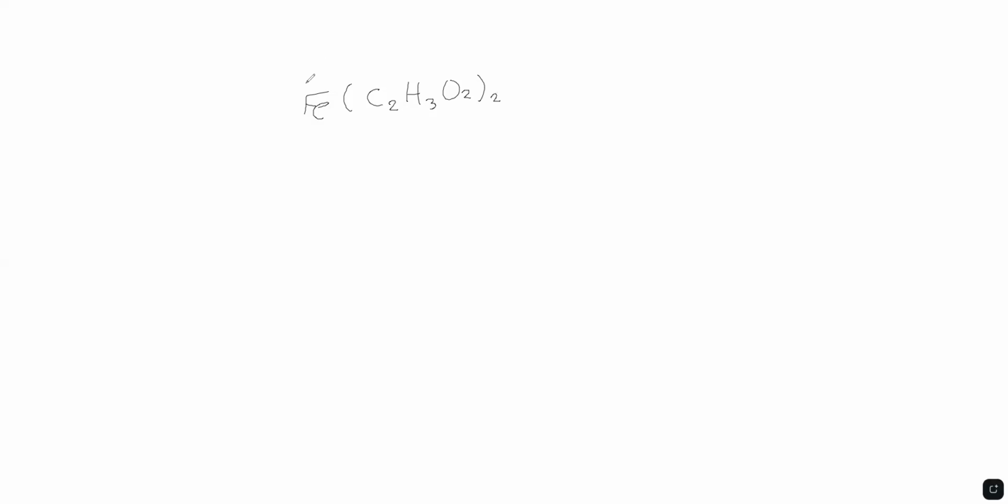So Fe is iron. Iron is a transition metal. We don't know the charge just yet, but we can figure it out. So this polyatomic ion in parentheses is acetate, and we have 2 of those. Now let's figure out the charge needed for iron to make this neutral. So acetate has a -2 charge, and we have 2 of those, so that means the net charge on the anion is going to be -4.